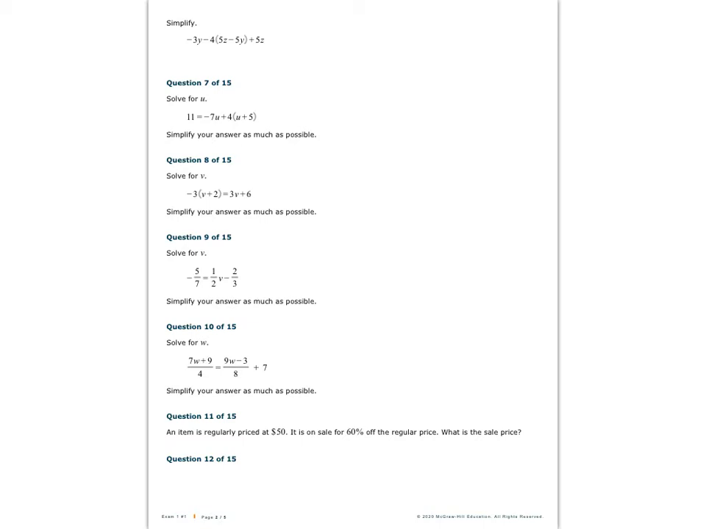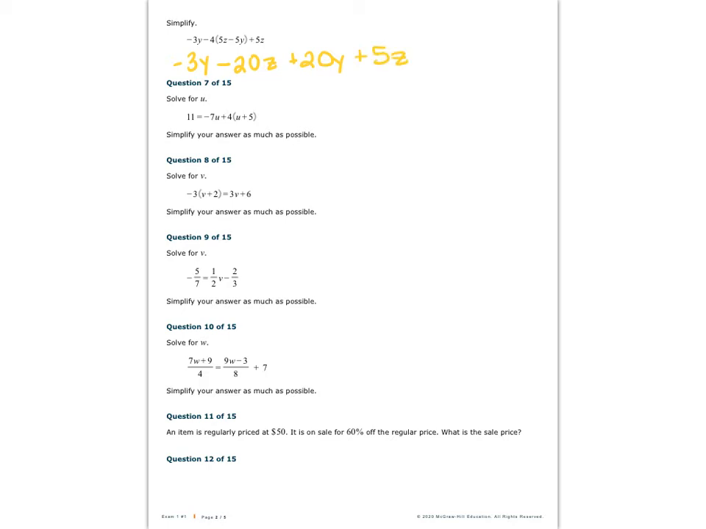So it says to simplify. Remember, you should always clear out your parentheses first, but the key thing to remember here is that there's a minus sign in front of that coefficient in front of the parentheses, so you have to be very careful. So you're going to get negative 3y, negative 4 times 5z, negative 4 times 5y. So it's going to become a negative 20z and a positive 20y plus 5z.